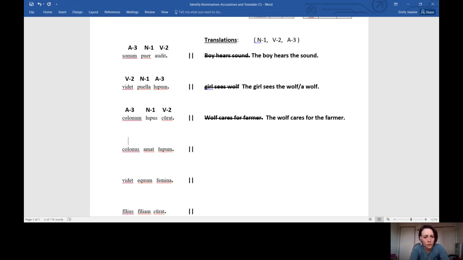Right, colonus amat lupum. So we have an N1 here, right here, you guys. Colonus is definitely our subject. Amat is definitely our verb, and lupum is definitely our accusative. So colonus first. Farmer. Amat loves or likes. Farmer likes. It's not good English, so we're going to say the farmer loves the wolf. And then our basic sentence can just go away.